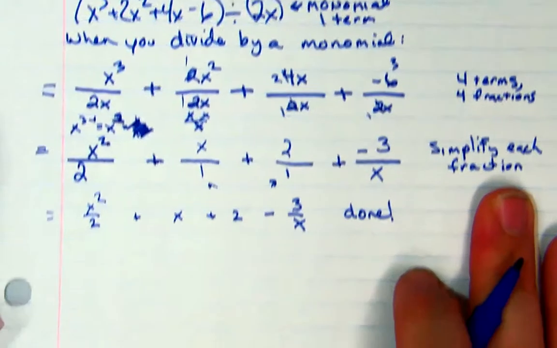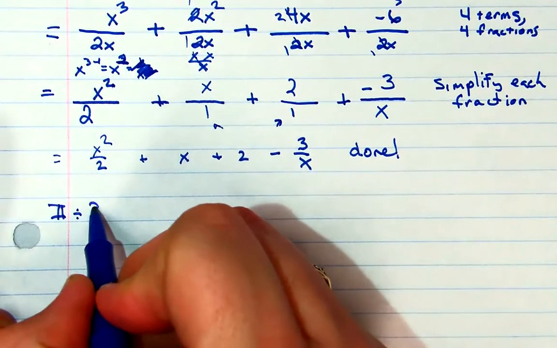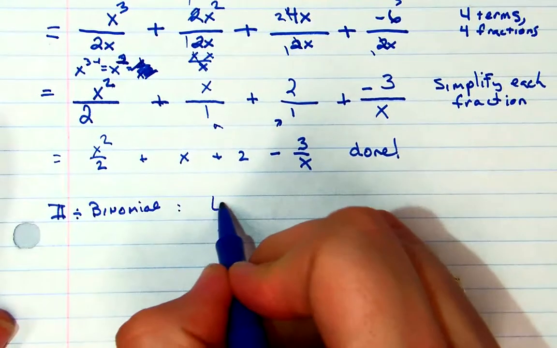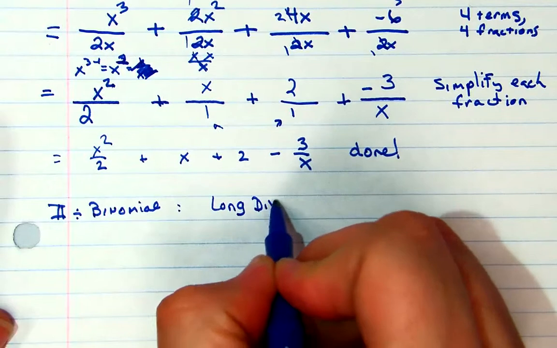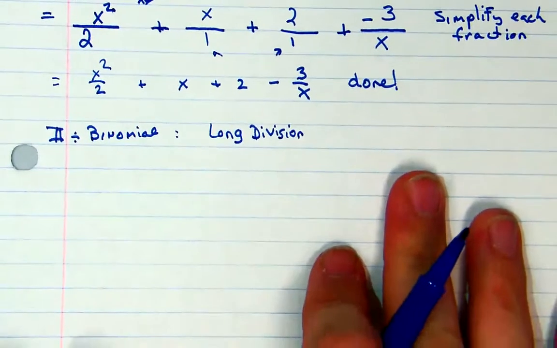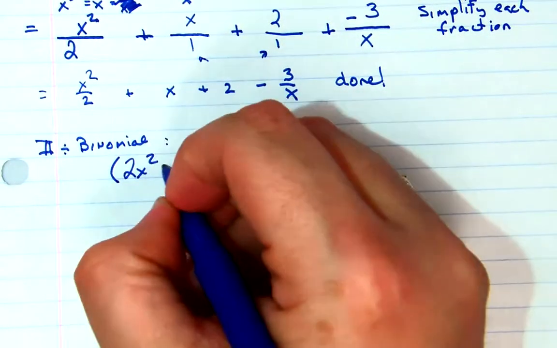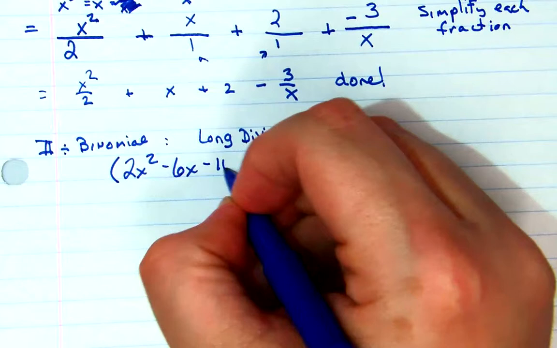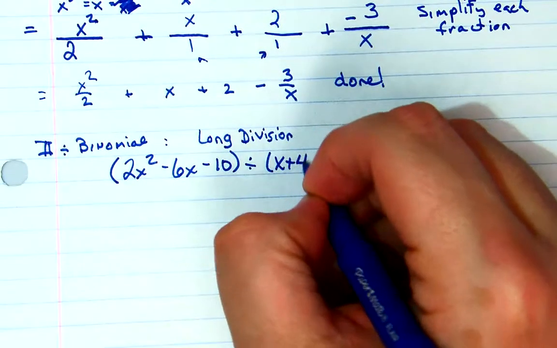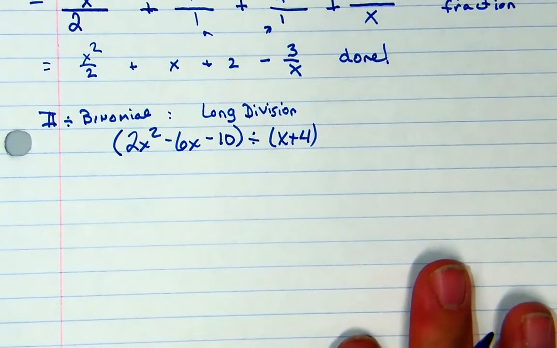Alright, now, case 2. Divide by a binomial. And what we'll get is long division, a process very similar to long division that you've learned before. Now, I will go with, let's say, 2x squared minus 6x minus 10 divided by x plus 4. And we will just go for this.